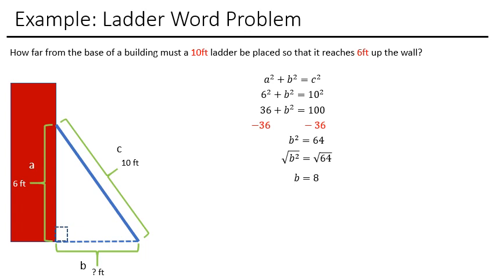Actually, by proper definition, B could also be -8 because -8 squared would also give me 64. But we are talking about a distance here, and distance is always measured in positive values. There's no such thing as a negative distance. And so we're only going to be looking for the positive value 8. So it turns out that the answer is 8 feet. The base of the ladder must be placed 8 feet from the wall, from the building, so that it would reach 6 feet high. Okay.